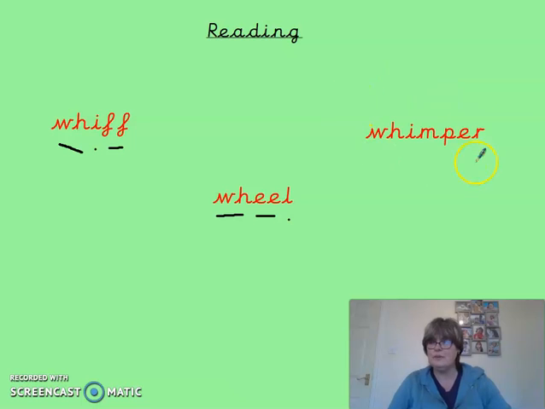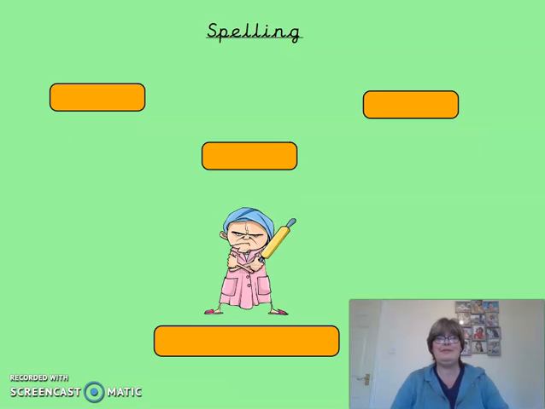And this is our trickiest one because this is the longest one that we've got. So we have our digraph, then we have some single sounds, and another digraph at the end. So should we try that one? Let's build it from the front. Whimper, whimper. So to whimper, a dog might whimper, make a sad little noise. Did you get that one? If you got whimper, well done. That's a good one to sound out. Congratulations. Right, let's move on to our spelling for today then.